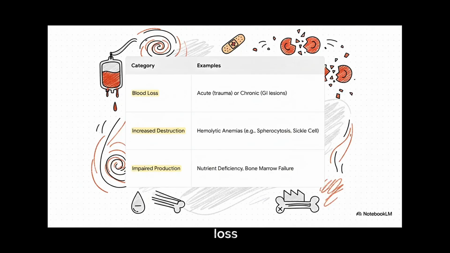You've got blood loss, super common, and we'll see how that leads to iron deficiency later. But for this explainer, we're really going to focus on the other two to understand the deep pathology. Either the red cells are being destroyed way too fast, or the bone marrow factory just isn't making enough of them. This is the foundation for everything we're about to cover.